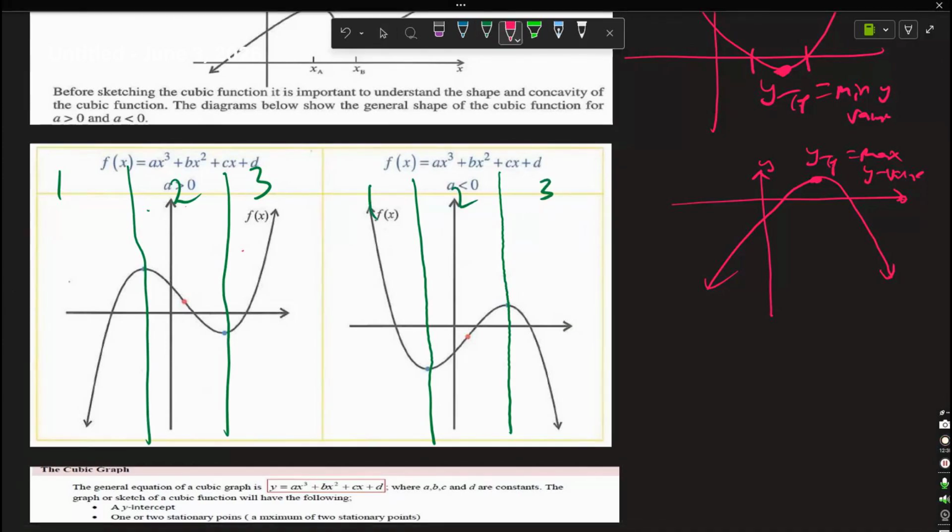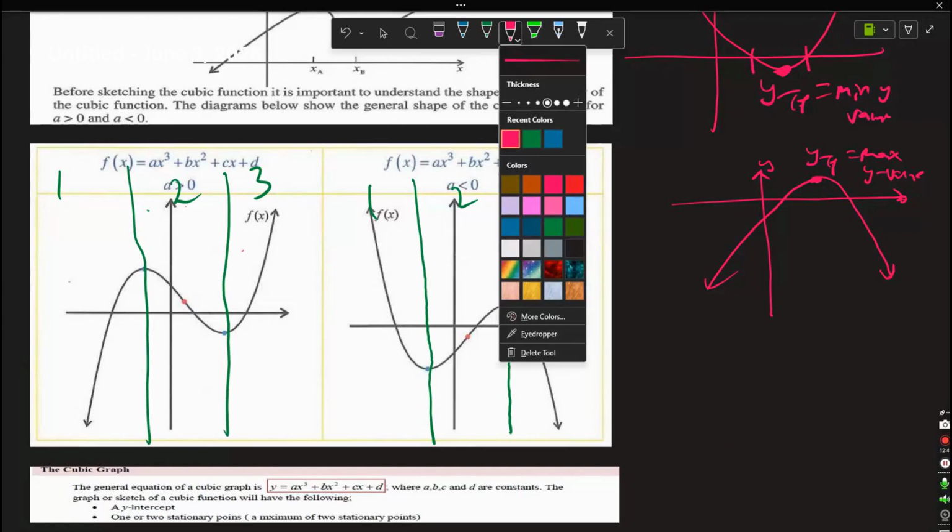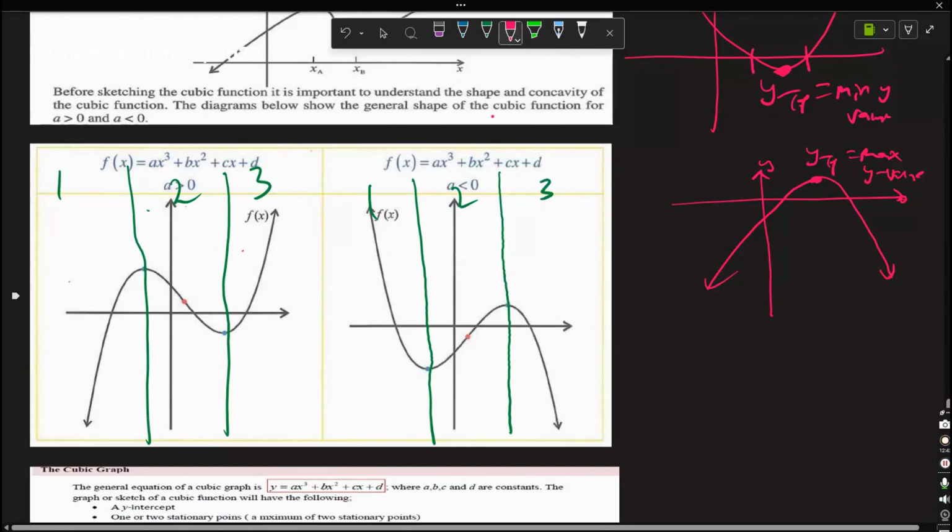So let's discuss this. Look at this. In region 1, the graph is increasing. The derivative there is positive. Can you see that? Then at the turning point, we know the derivative is 0. Even here, at the turning point, the derivative is 0. Now in region 3, the graph is still increasing. But in region 2, the graph is decreasing. So the derivative there is negative.